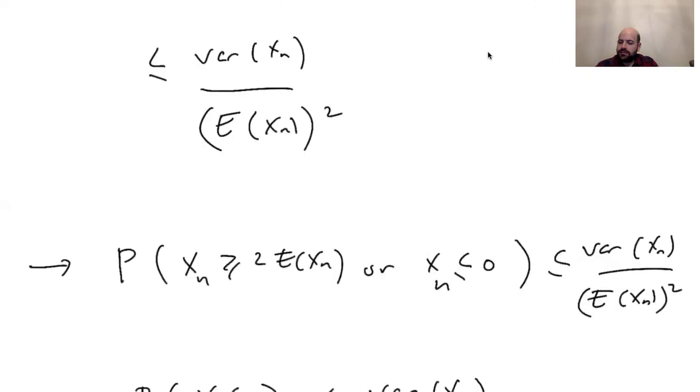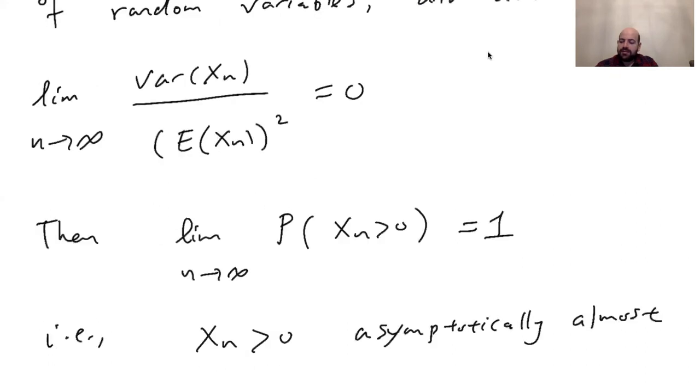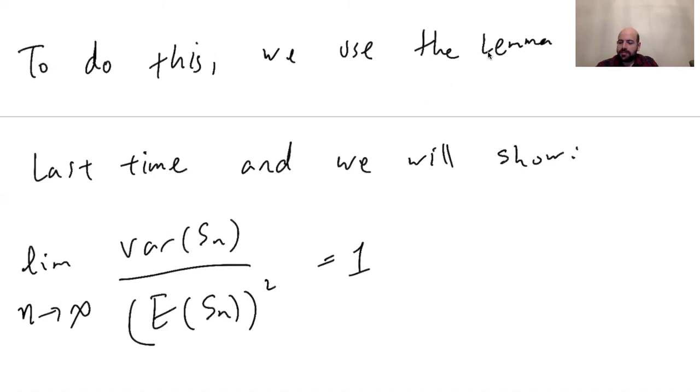Here, this lemma, see? We said if variance Xn divided by E of Xn squared goes to 0 as n goes to infinity, then the limit of P of Xn bigger than 0 as n goes to infinity is 1. So our Xn here is Sn. If I show that variance Sn over E of Sn the whole squared goes to 0 as n goes to infinity, that means P of Sn bigger than 0 goes to 1, which is exactly what I want to show. Okay, so going back.